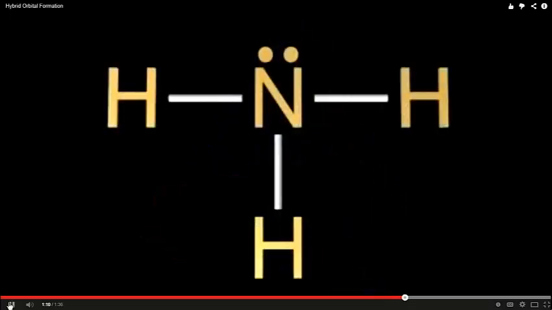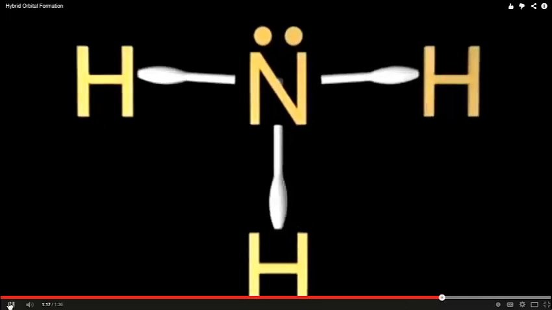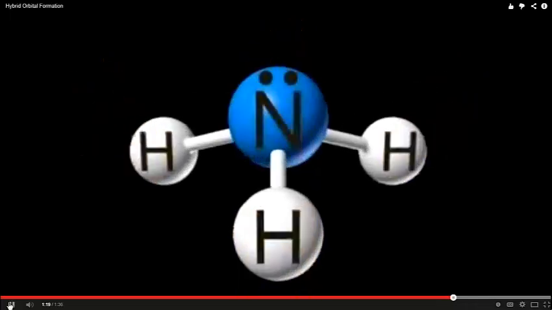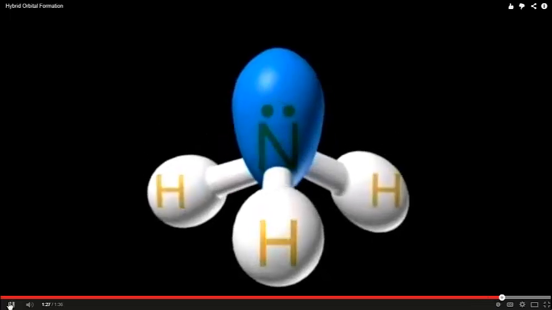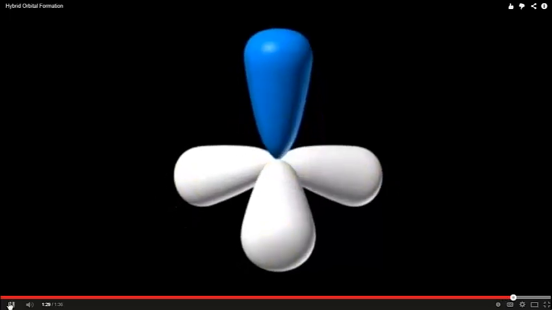Let's apply the concept of hybridization to ammonia. Here is the Lewis structure for ammonia. There are 4 electron pairs in the nitrogen valence orbitals. We know that an ammonia molecule has a pyramidal shape. This shape can be explained by assuming that the central nitrogen atom employs sp3 hybrid orbitals. The unshared electron pair occupies the 4th sp3 hybrid orbital.